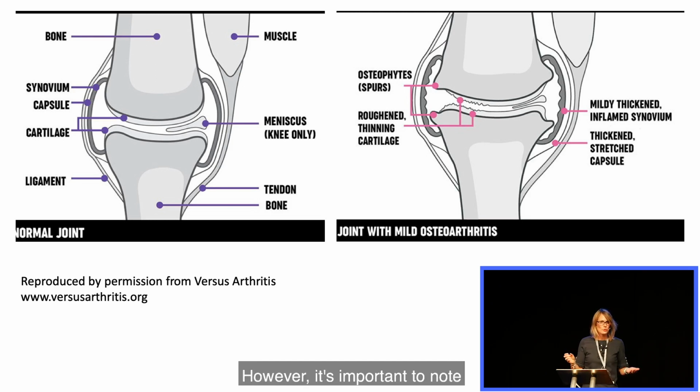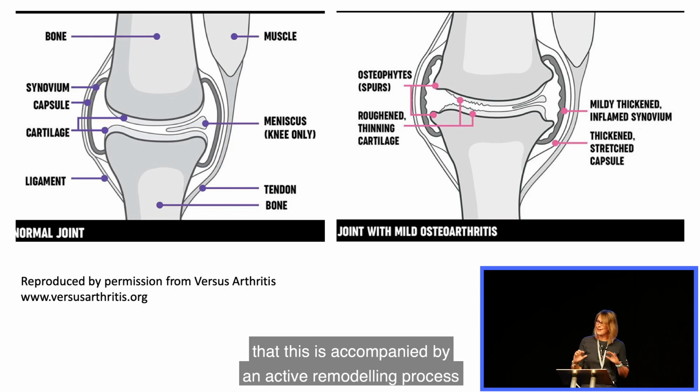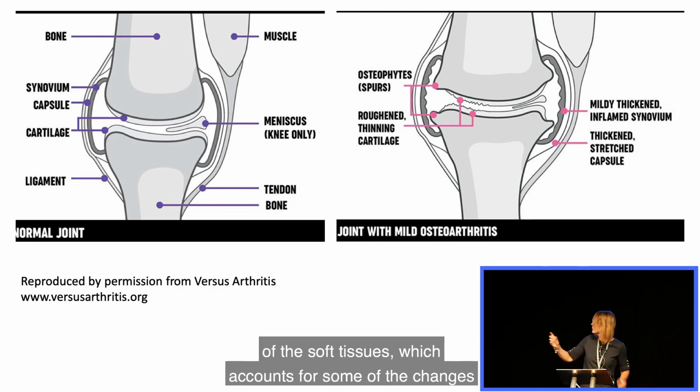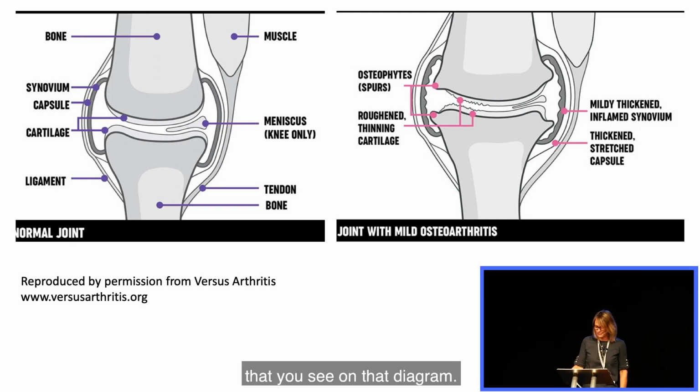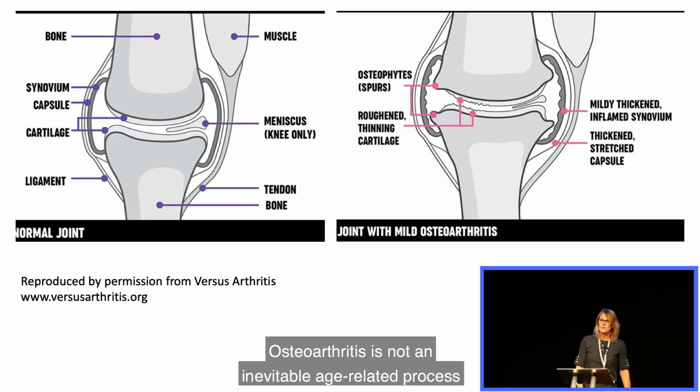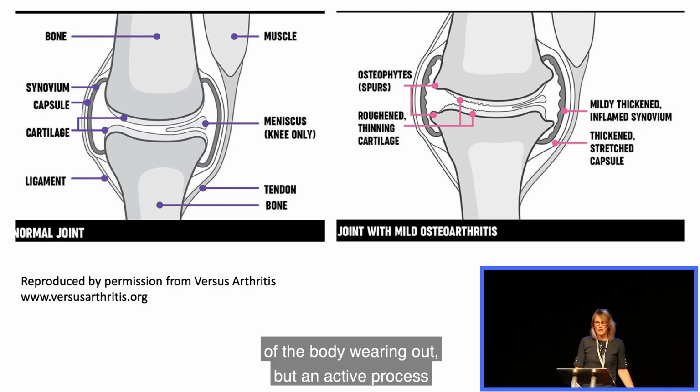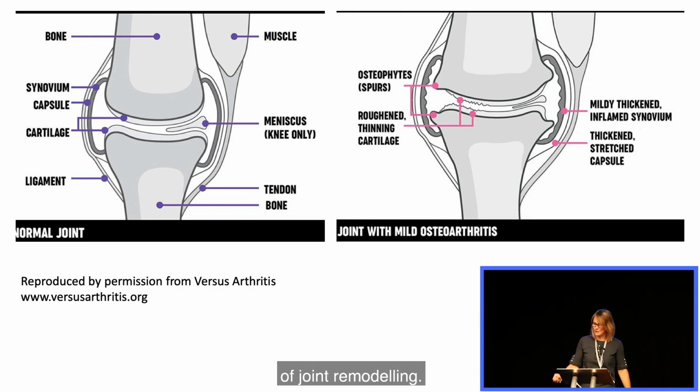However, it's important to note that this is accompanied by an active remodeling process of the bone itself. And sometimes you get thickening of the soft tissues, which accounts for some of the changes that you see on that diagram. Osteoarthritis is not an inevitable age-related process of the body wearing out, but an active process of joint remodeling.